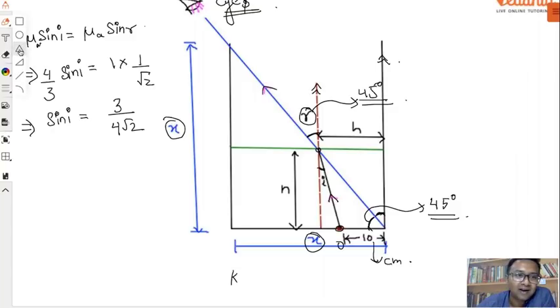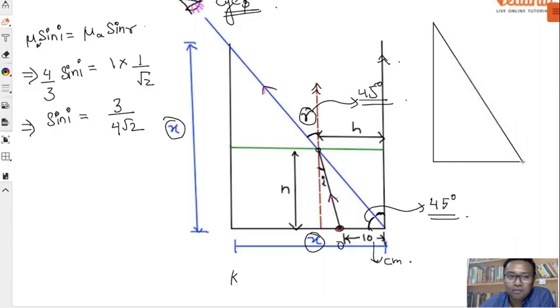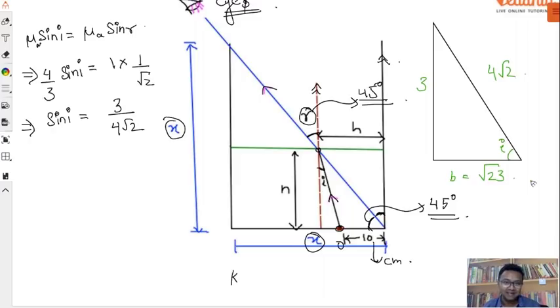Now here, if I take a triangle out here, and let's say this is my I, then sine I gives this side as 3 and the hypotenuse as 4 root 2. Now this base out here is going to be root 23, which we can find out by using the Pythagoras theorem, guys. Now, what is the main point we see here? From this triangle, we should be able to find out whatever is the height. How? Take tan of I.